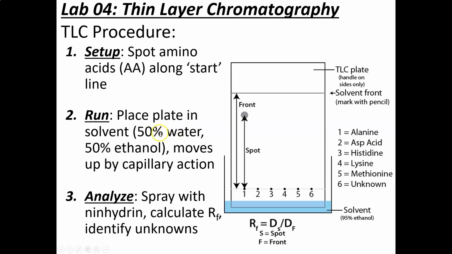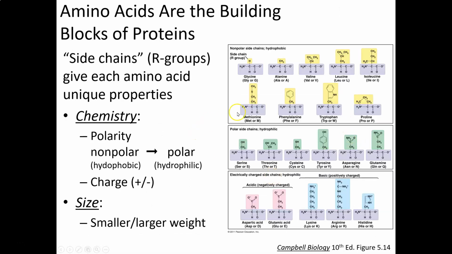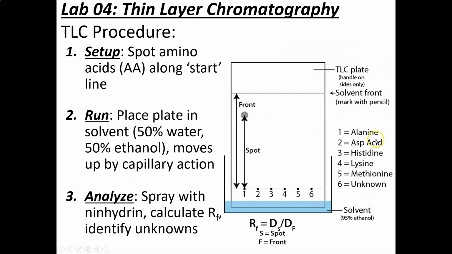So we would use, again, this is going to become important in a few minutes, a 50% water, 50% ethanol mixture. That's the solvent. It's going to move up the plate, right? So what we typically do is, let's say we use alanine. Okay, so we'll go back here and say, where's alanine? Well, it's right here. It's a non-polar one, right? It's pretty small.